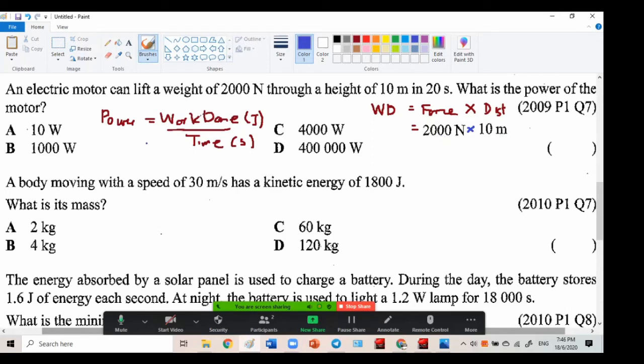So now power is equal to work done, which is 2000 times 10, divided by what's the time? 20 seconds. Okay, so the answer is B. What about number 1?